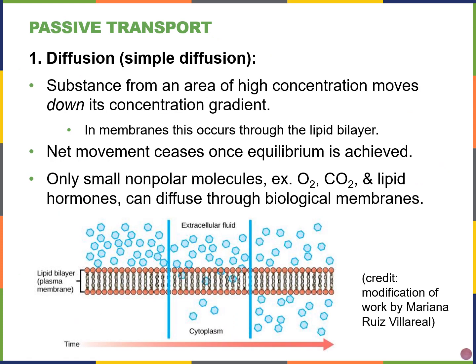So the first type of passive transport is diffusion, also known as simple diffusion, because we're crossing directly through the lipid bilayer. There is no protein channel required. Just like I mentioned before, this means that the molecules or substances are going from high concentration to low concentration, down their concentration gradient. And the net movement of the substance will stop or cease once the concentration on either side is equal. There will still be movement, but no net movement of the molecule across the membrane.